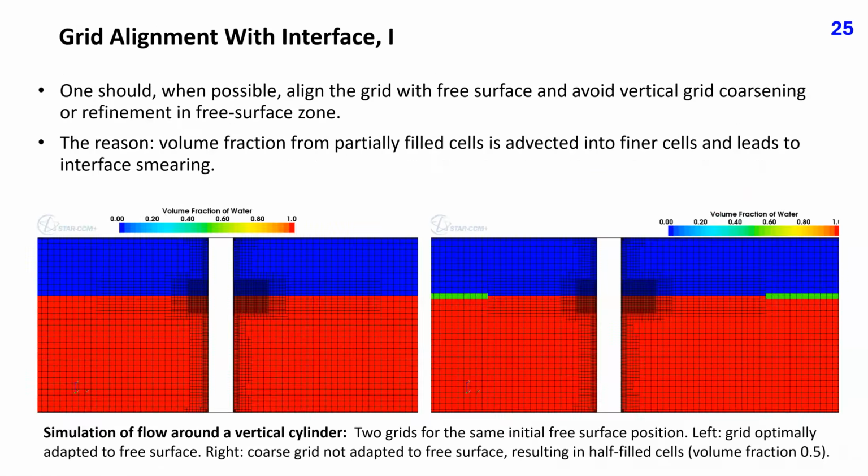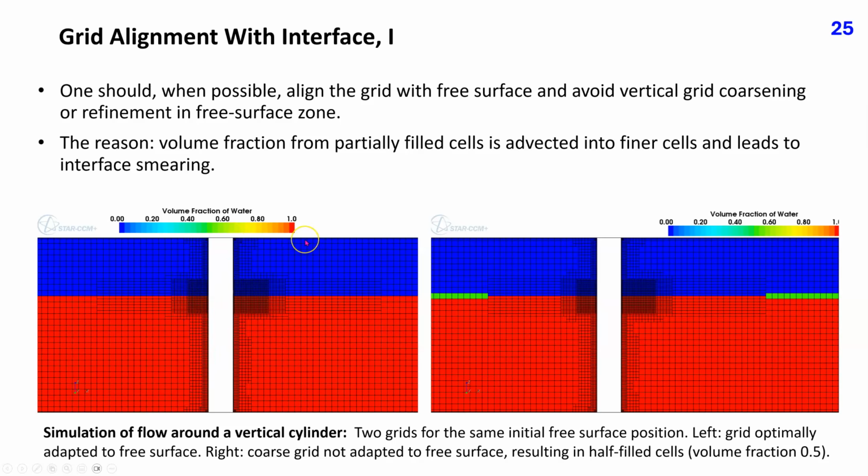Here is a practical advice. One should, when possible, align the grid with the free surface and avoid vertical grid coarsening or refinement in the free surface zone. Suppose we want to simulate the free surface flow around a vertical cylinder and the trim grid is locally refined in the cylinder vicinity. In one case, we ensure that the grid is aligned with the initial free surface at all grid levels.